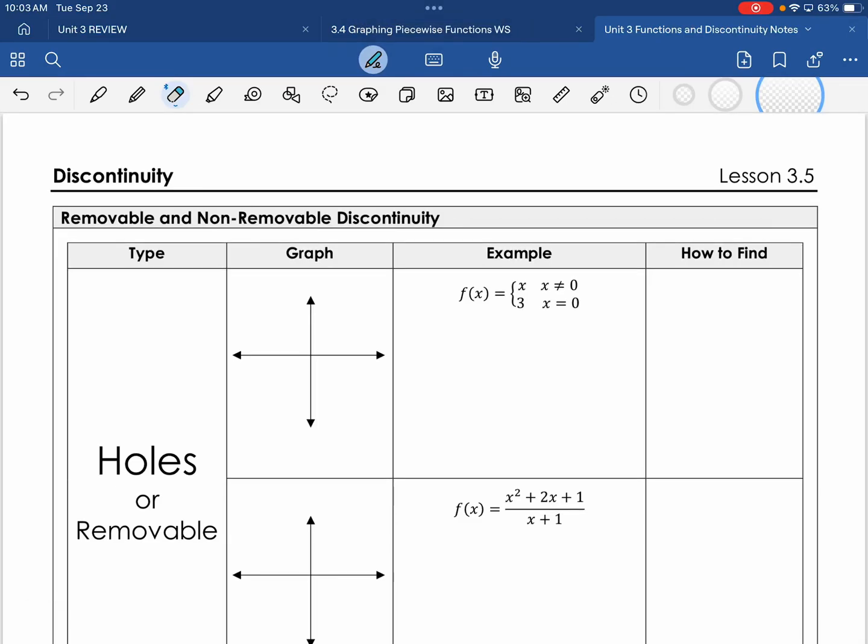Today we're going to talk about discontinuity. I like discontinuity a lot.